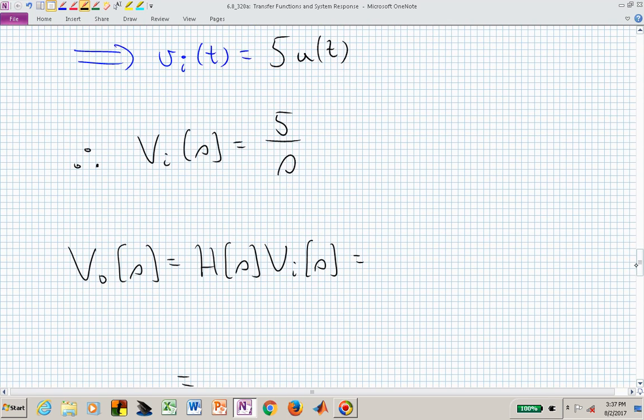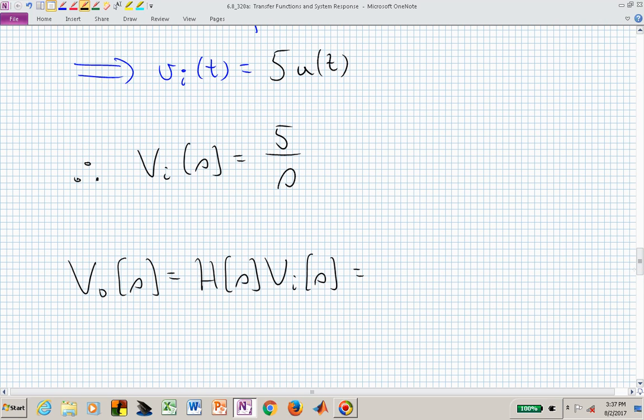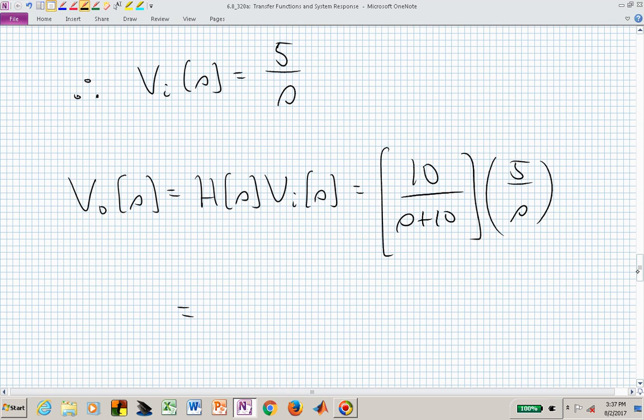Now we can actually find a transform expression for the output voltage's Laplace transform, which is capital V sub 0 of s. That's H of s, the transfer function, which is 10 over s plus 10, times the input's Laplace transform, which is 5 over s. But now you should almost be instinctively starting to feel what you want to do with that capital V sub 0 of s. You want to find the time domain waveform for the output voltage across that capacitor.